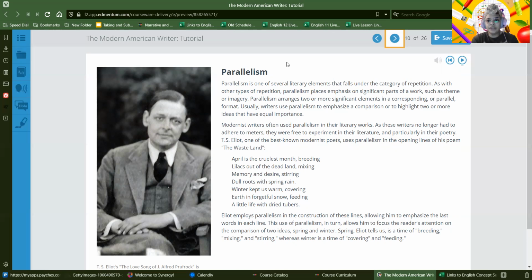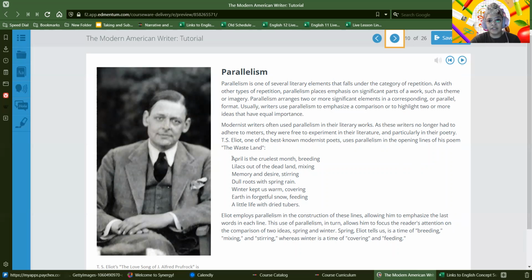Poetry is an auditory and a visual thing. If you were to read this as a full sentence, it will read a little bit differently than how I just did. If you were to read it as if it were prose, like a normal story would be: April is the cruelest month, breeding lilacs out of the dead land, mixing memory and desire, stirring dull roots with spring rain. Winter kept us warm, covering earth in forgetful snow, feeding a little life with dried tubers. So how it sounds is a little different than how it's written.